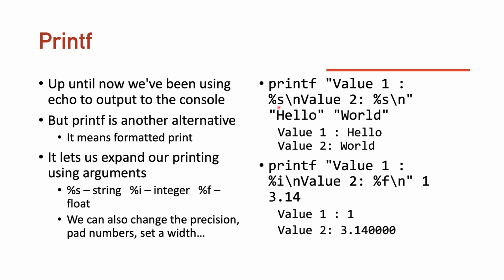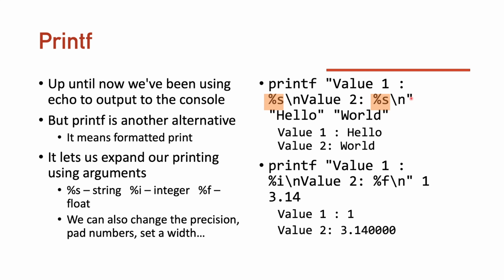So we can do a bunch of things here: change precision, pad numbers, set widths. There's a ton of things we can do with these. If we look at this top example here, you can see we've got printf value 1 %s, and then value 2 %s.